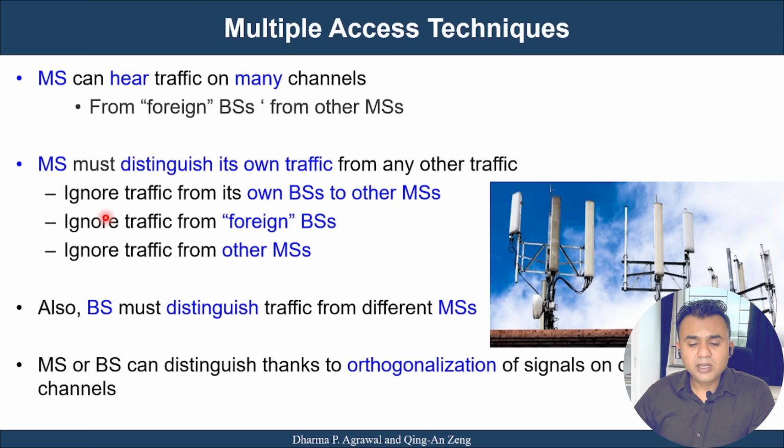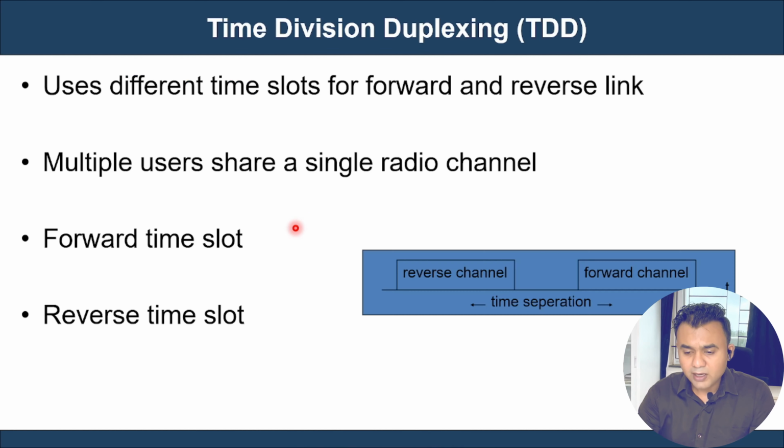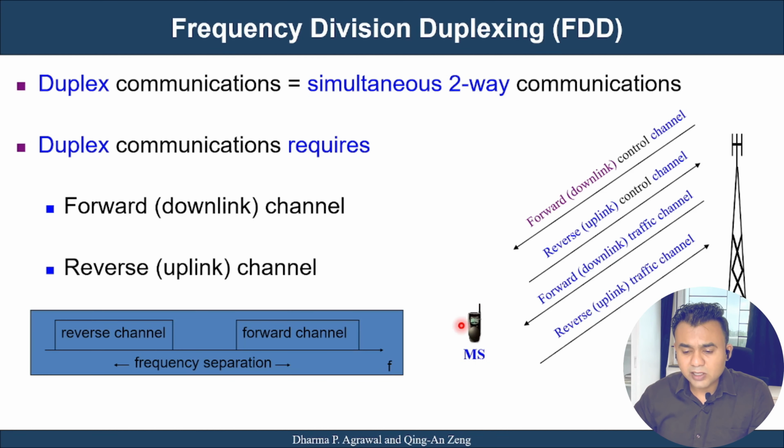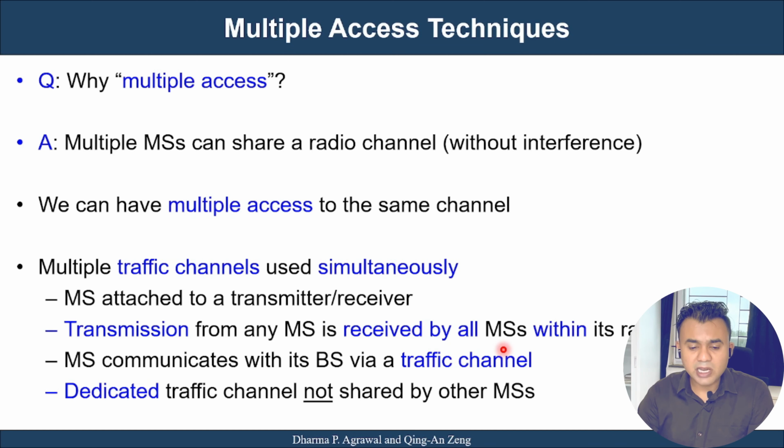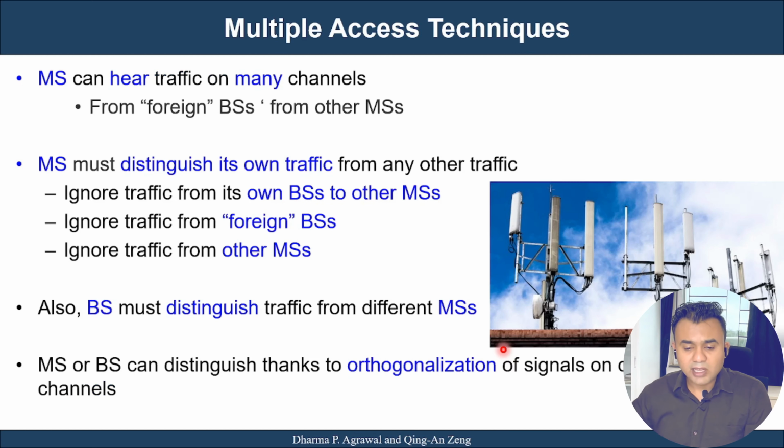Ignore the traffic from its own base station to other mobile stations, because let's say if I am running here, this is my mobile station. My base station would be transmitting to many other mobile stations also, and I have to ignore that traffic too. Otherwise, that's noise for me, and I may not be able to detect my own signal which is intended for me.